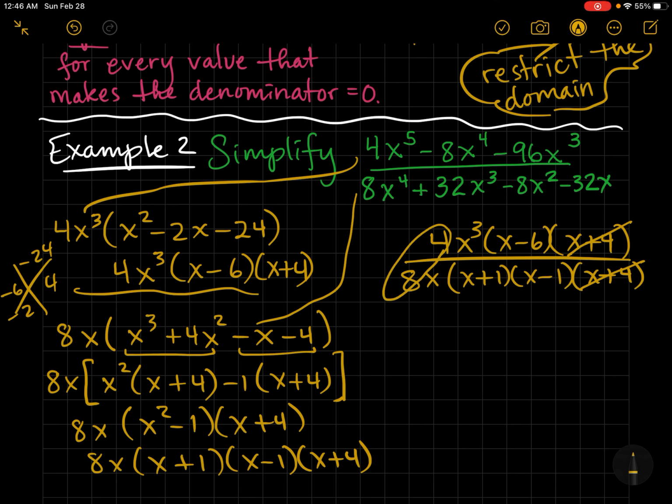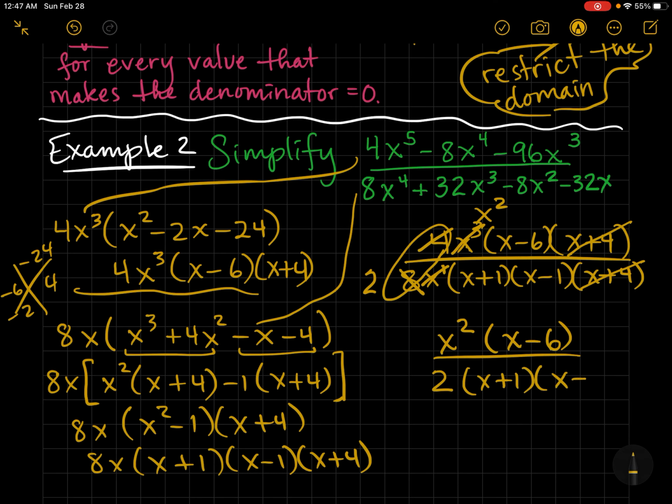Also, I can reduce this. 8 over 4 is 1/2 because 4 is in both of these, and that leaves a 2 down there. And then I have x to the first power, and here that's like x times x times x. So one of those x's will cancel, or you could just say 3 minus 1 is 2. So I'm left with x times x, or x squared, in the numerator. So now if I can read my writing, I have x squared times x minus 6 over 2 times x plus 1, x minus 1.